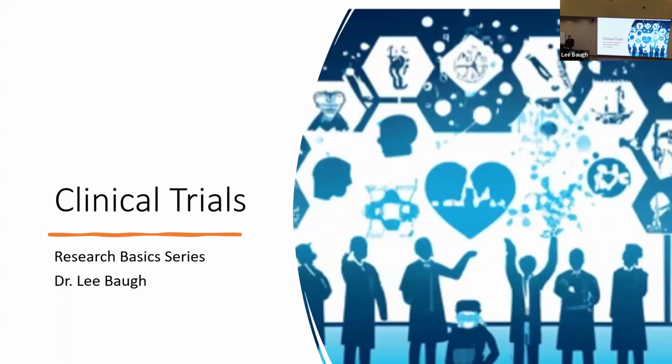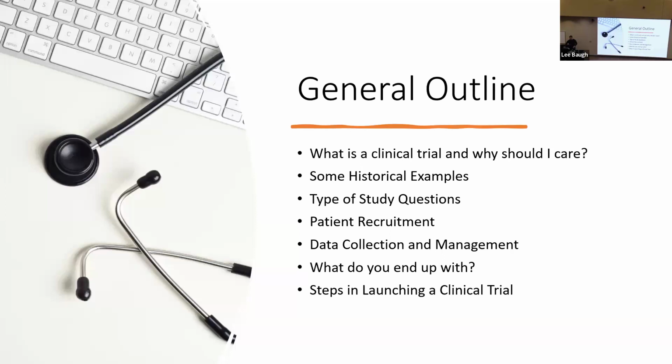All right, so today we're going to be talking about clinical trials, and we're going to start off talking about what a clinical trial is and why I should care. We'll quickly go over some historical examples. We'll talk about the types of study questions that can be addressed by clinical trials, talk a little bit about patient recruitment and some particular difficulties that can happen there, the specific concerns with data collection and management. We'll end up talking about what you end up with a clinical trial, and then very briefly go over steps in launching a clinical trial if this is something that you're interested in doing yourself.